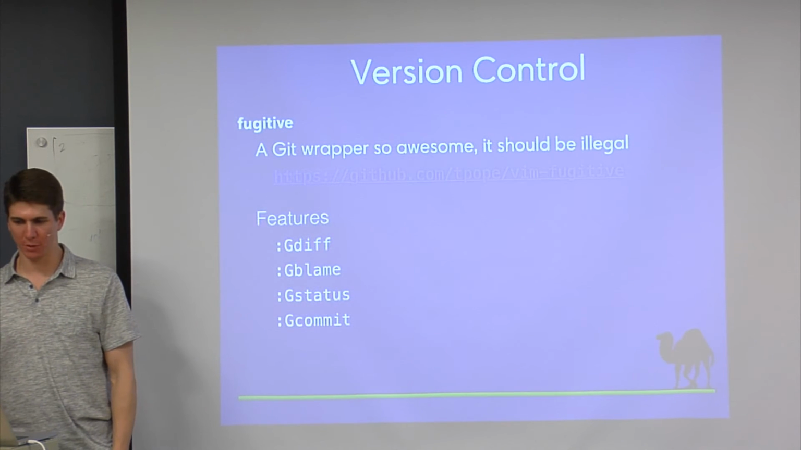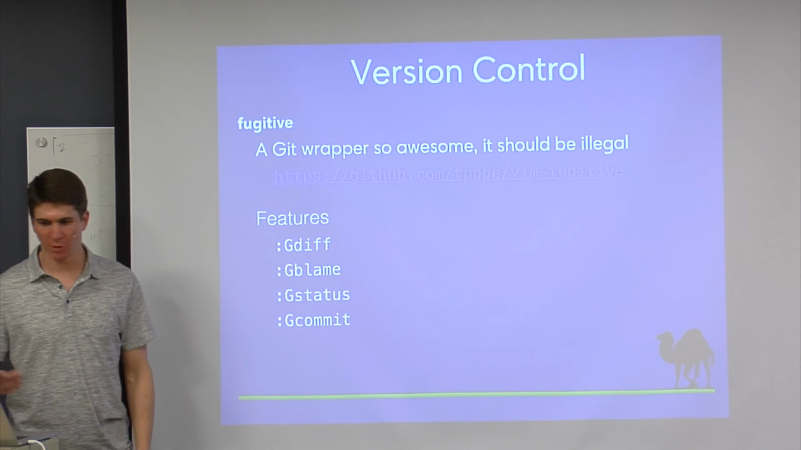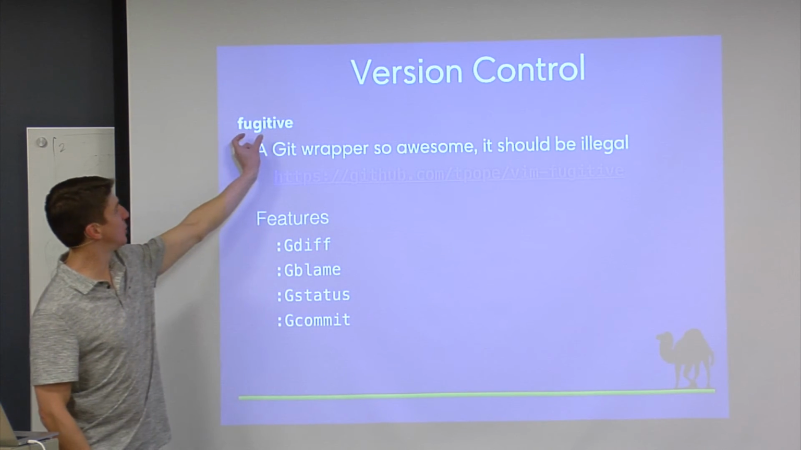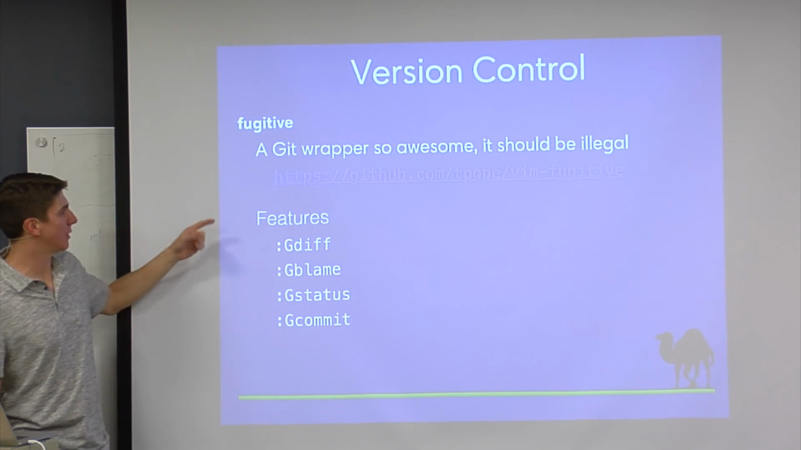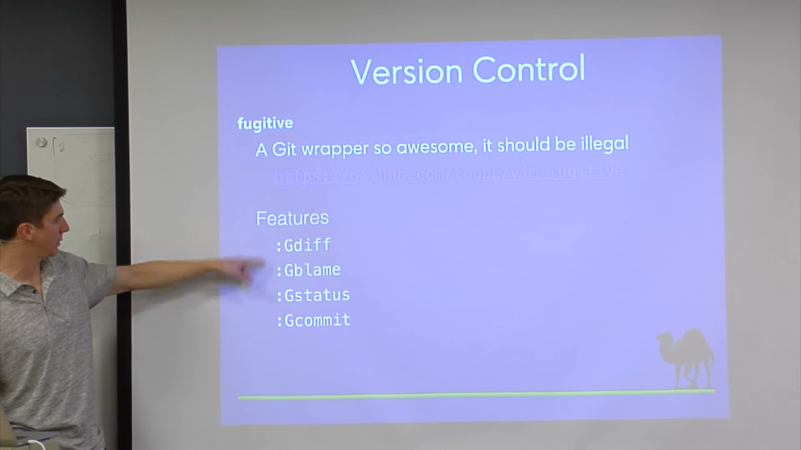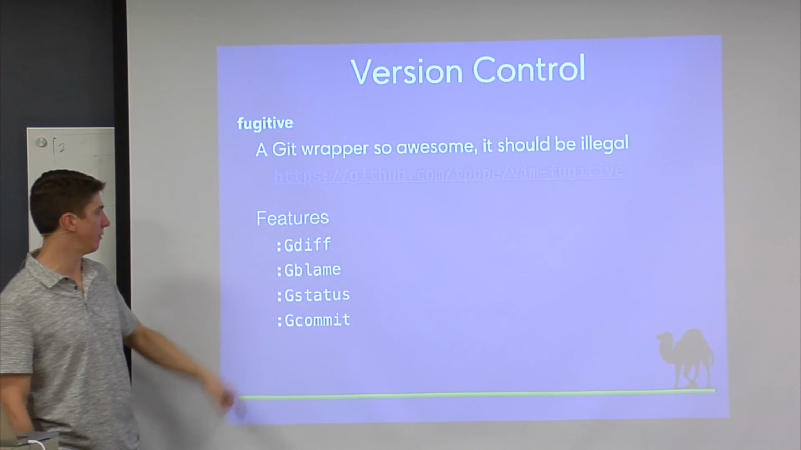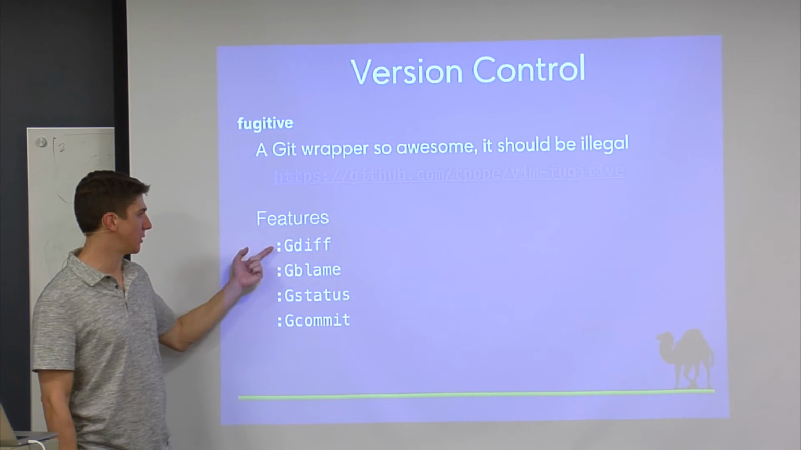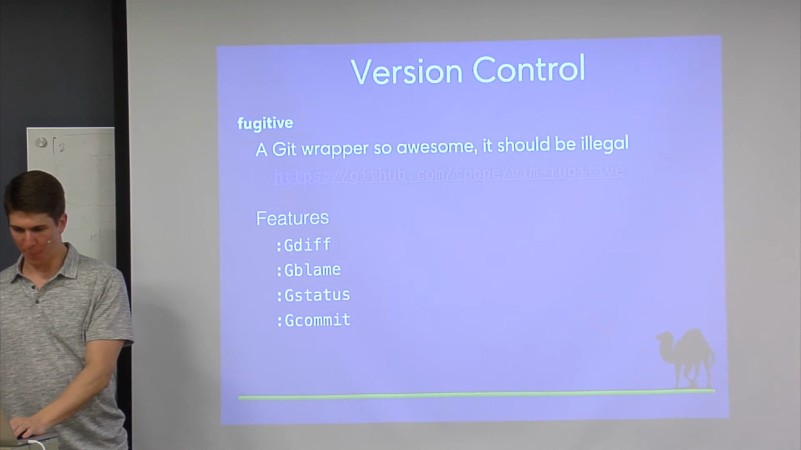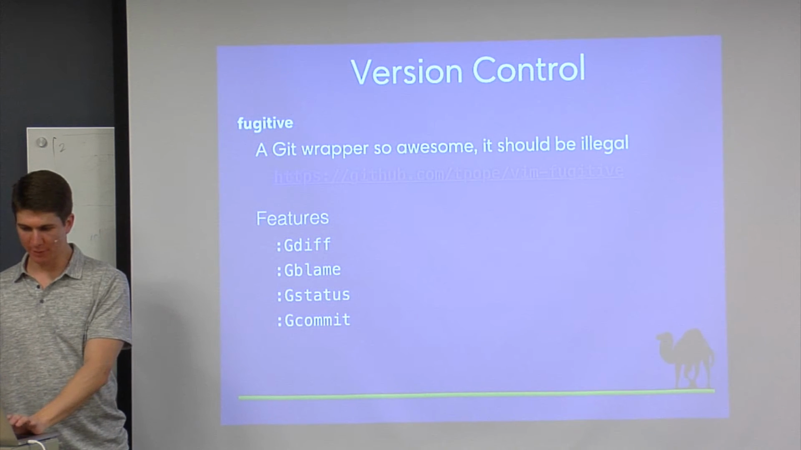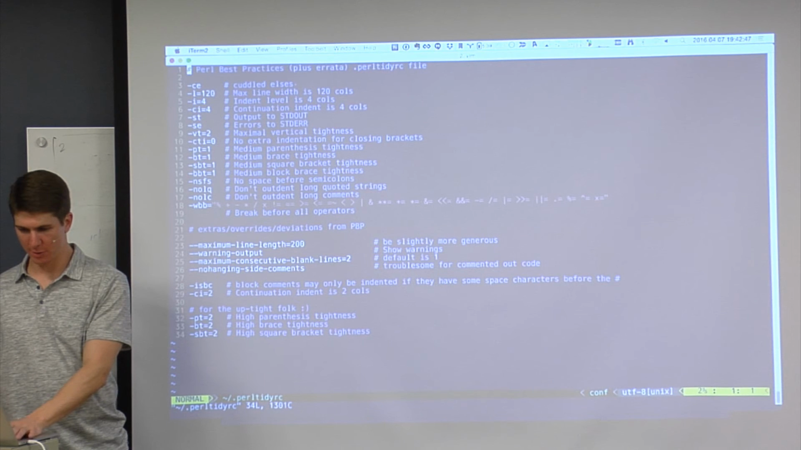All right, version control. There's a neat tool called Fugitive. The joke in here is that this is the version control program, Git. Fugitive lets you execute these commands within Vim. As you can imagine, you've got your diff, your blame, your status, and your committing. I mostly use the diffing and the blaming. I'll show you those in action.